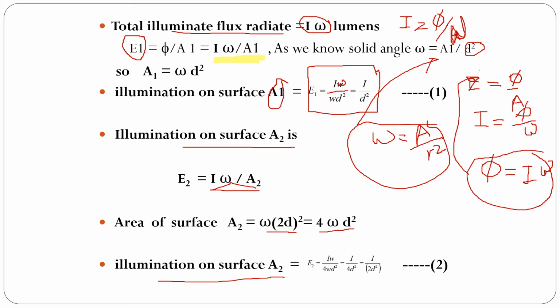Again I repeat the things. How do I find out the illumination on the surface A1? So A1 is equal to the surface area, omega into d square, from this equation. So A1 is equal to omega d square. Now I put all the values together. So E1 is equal to what? Phi by A1. You can say I omega by A1.